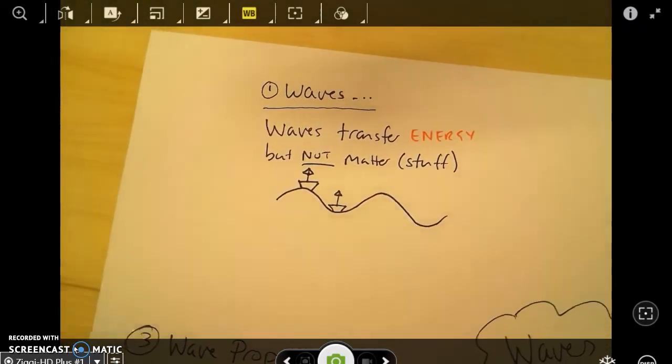Put simply, waves do one job. They transfer energy. They move energy from one place to another, but they don't transfer matter or stuff. Please don't call it stuff in your exam. I've done a terrible drawing here.